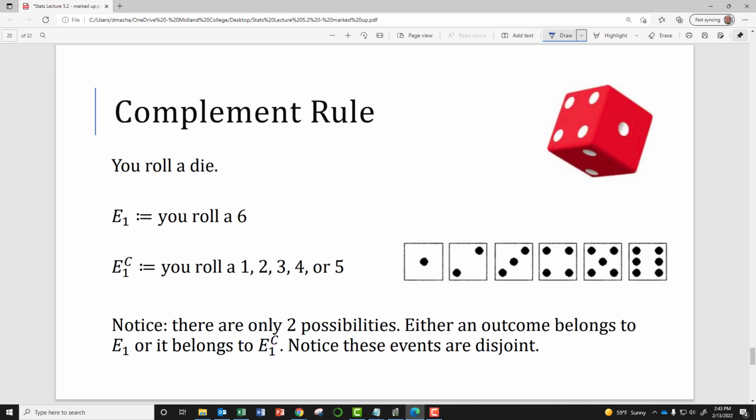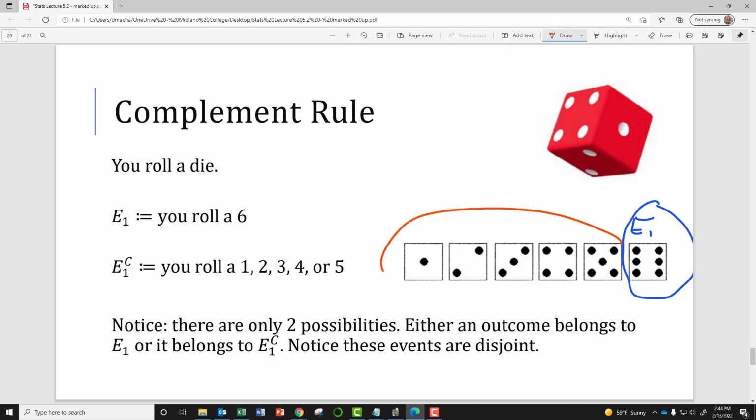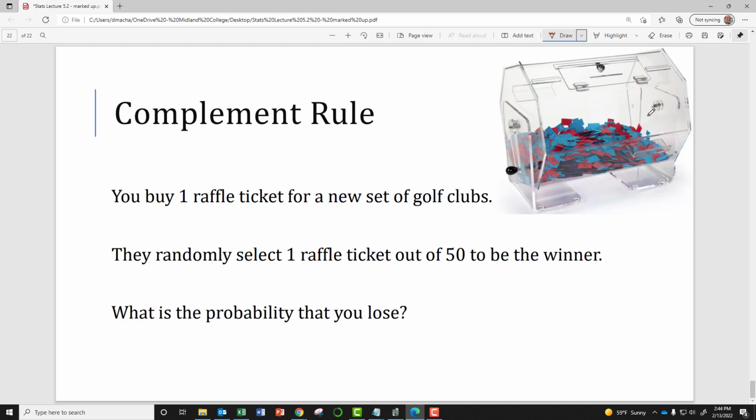Now, let's say we roll a die. And so event number 1 is that you roll a 6. That means E1 complement is all of these other possibilities, right? Whatever possible outcomes don't belong to E1, those must belong to E1 complement. And hence, that's why those probabilities must sum to 100%.